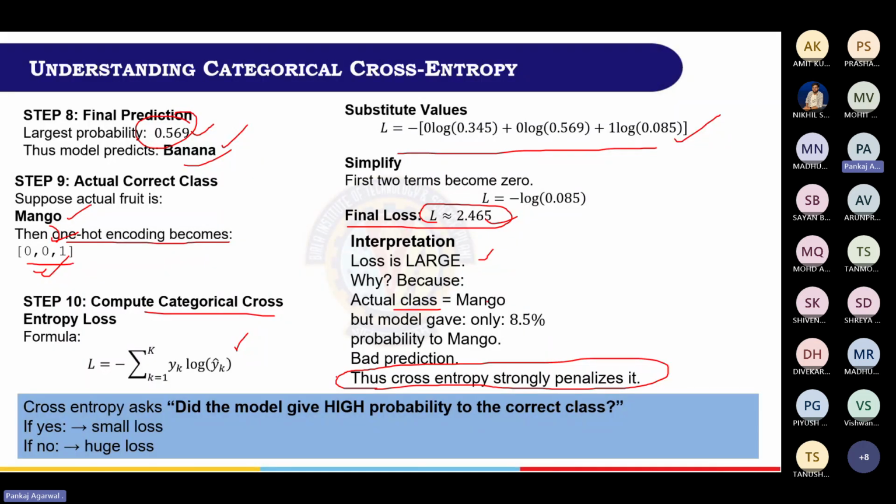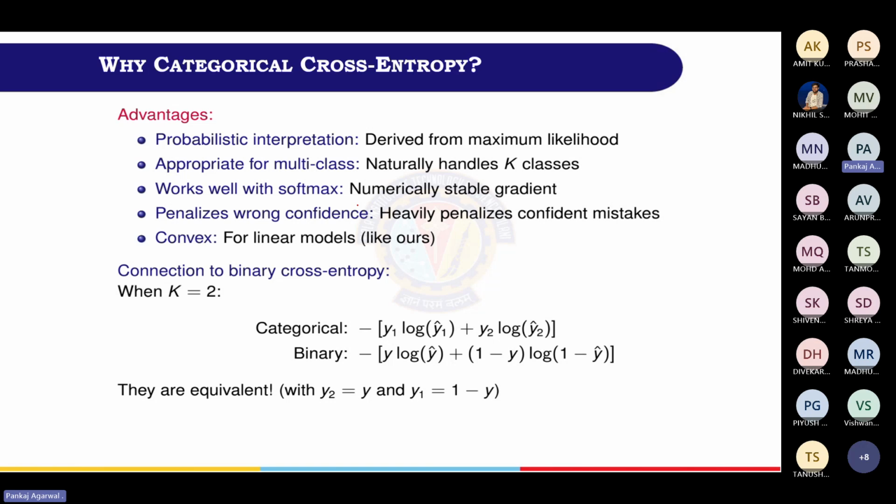I haven't completed this, but you could complete it just to showcase what exactly categorical cross entropy does. Obviously, the rest of the iterations would happen. Did the model give high probability to the correct class? If yes, small loss, and if no, huge loss. Everyone knows that. These are some of the advantages, and you can always read them out. The heavy penalization works quite well in favor of softmax, and by nature it becomes convex also. So everything is helping out.